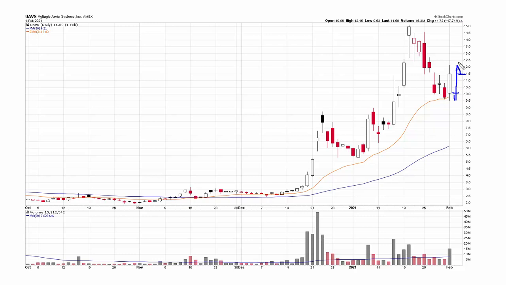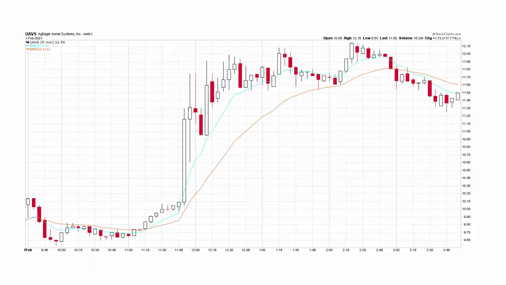So the question is, let's zoom in on a 5-minute chart and see how we can enter this trade. So here's the 5-minute chart. Okay, stock gapped up here, came down. Notice I used the moving averages here. The 8 is the cyan line, the very light blue line, and the 21 is the orange line.